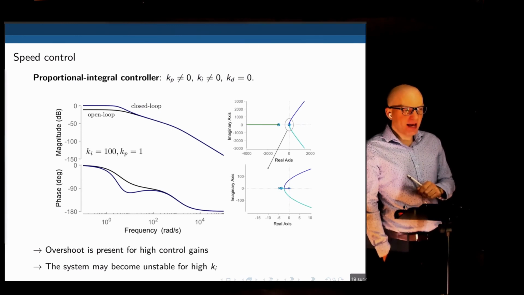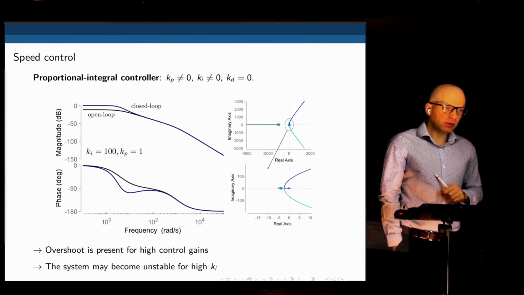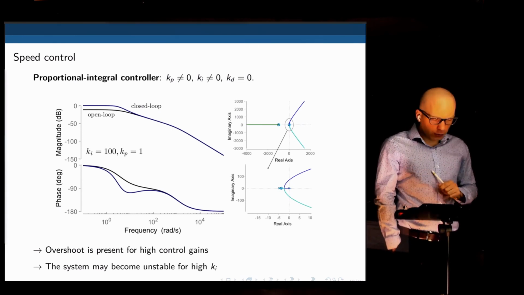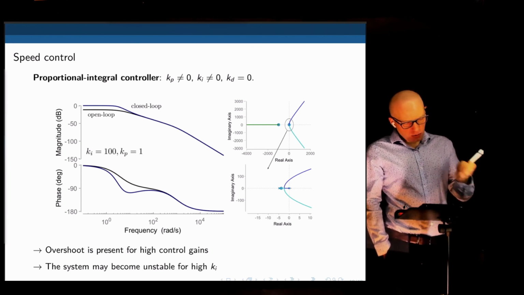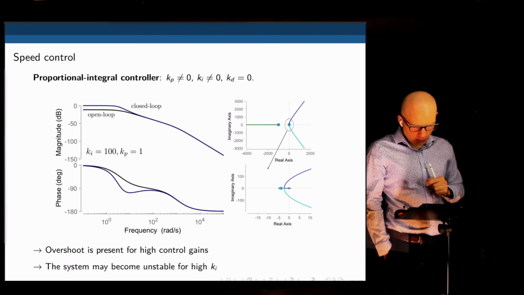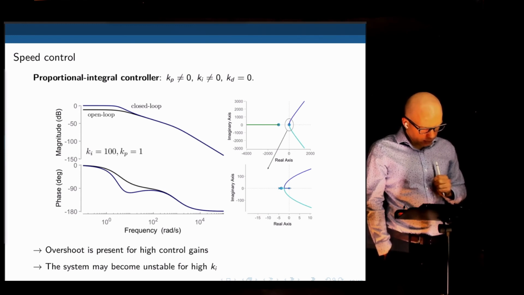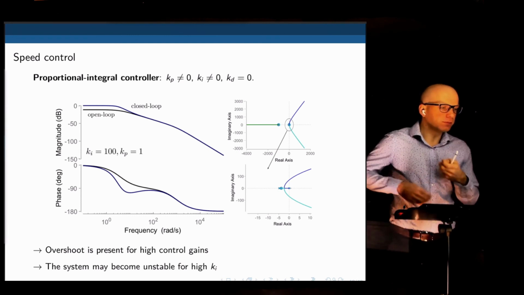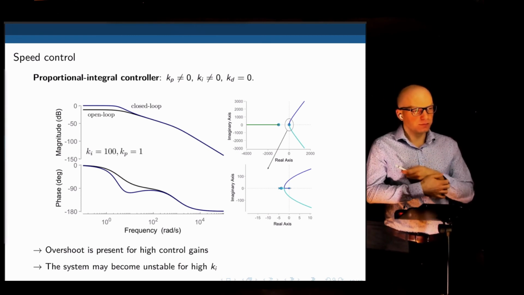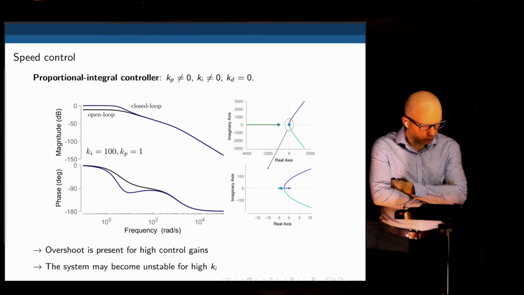Now let's do a PID controller. Let's look at the effects of the integral gain. We see that the closed and open loop is only affected at low speeds. What else can we conclude based on the root locus that we see here? What are the effects of the integral gain based on this root locus?